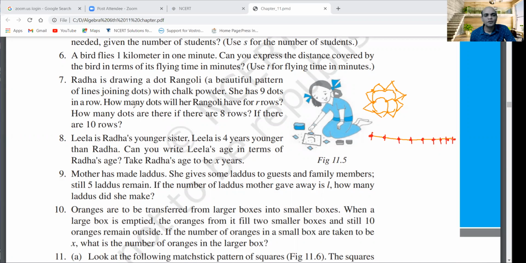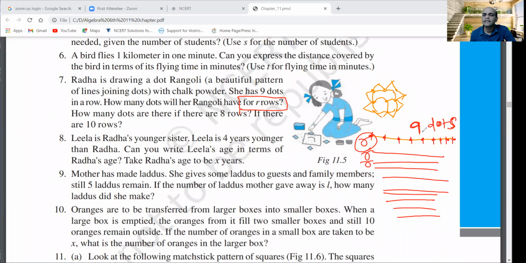Seema has 9 dots in a row. How many dots will her Rangoli have for four rows? The number of rows is? Sir, 36 points. Okay. So what is 9 dots? There are 9 dots in a row, but the number of rows is not known still now. Wait. 9 dots is equal to 1 row.